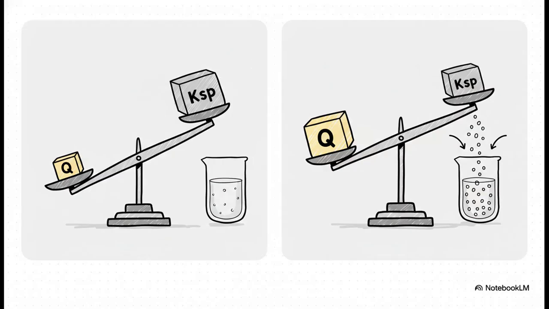The way we do this is by calculating something called the reaction quotient, Q. It looks just like the Ksp expression, but we use the initial concentrations, right when we mix them. Then we just compare Q to Ksp. If Q is smaller than Ksp, we're good, no precipitate. If Q is bigger than Ksp, uh-oh, a solid has to form until things get back into balance.